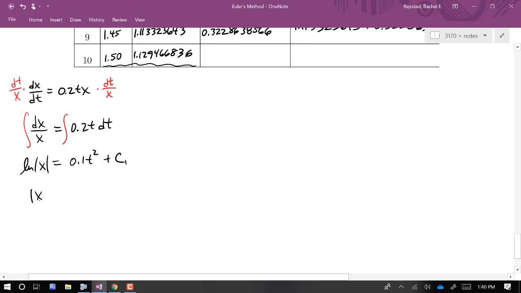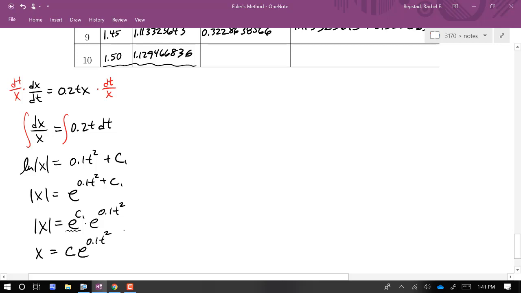Again, we could rewrite this equation in its exponential form. So absolute x is e raised to this power. We use the rules of exponents, so we have e to the c1 times e to the 0.1t squared. That's absolute x. Now, just as with the last one, absolute x has to be positive, which is reflected because e raised to any power is positive. But x itself could be negative. So I'm going to drop these absolute value signs and change this to a new constant, c, because c could be positive or negative.